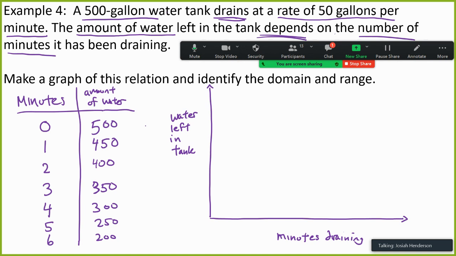Now look at your numbers. Look at the collection that we made in our table. That's kind of like our domain and range already laid out for us. Remember, the domain is the set of numbers for the independent, and then the range is the set of numbers for the dependent. So let's label that here. Domain and range.